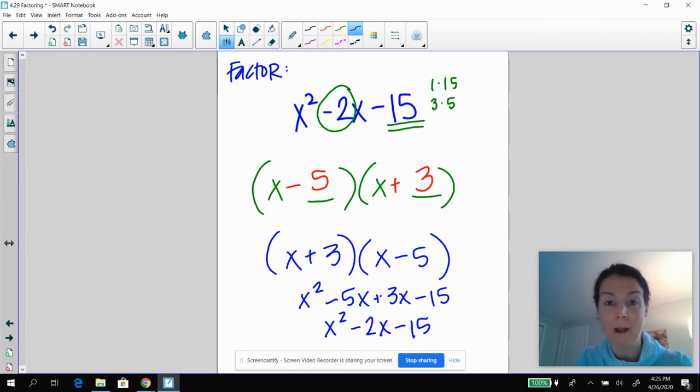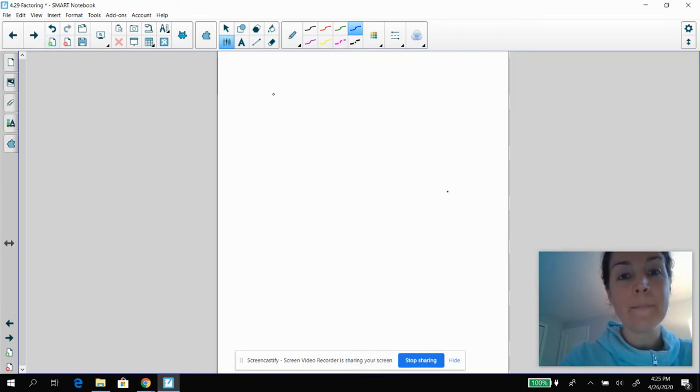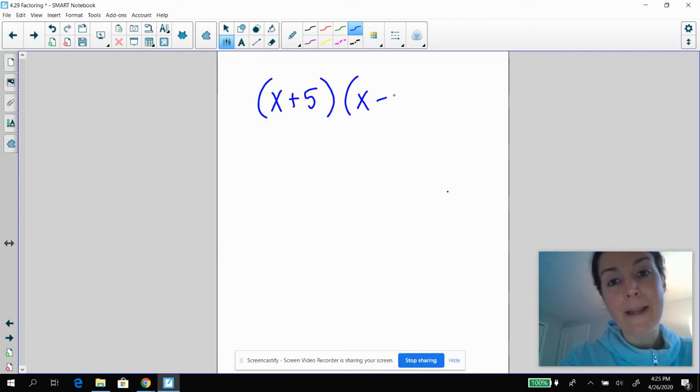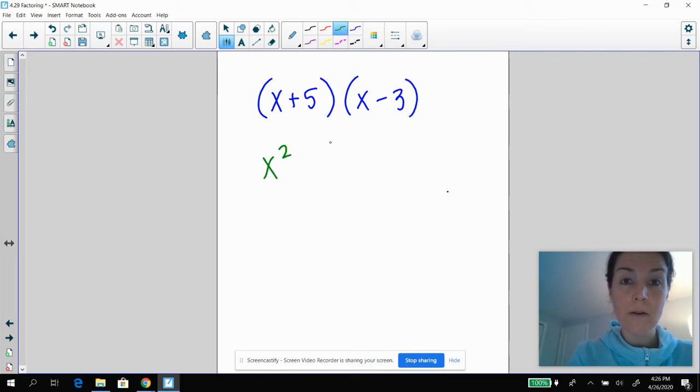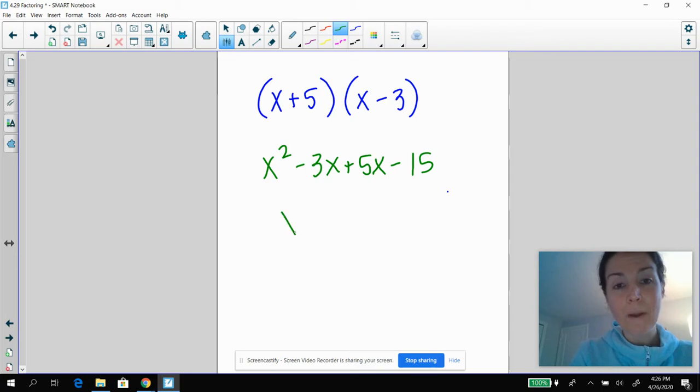So I get my original problem. But please note that if you instead did x plus 5 and x minus 3, let's see what we'd get. So x plus 5 and x minus 3. Now let's FOIL this out. So x squared minus 3x plus 5x minus 15. We wind up getting x squared plus 2x minus 15.